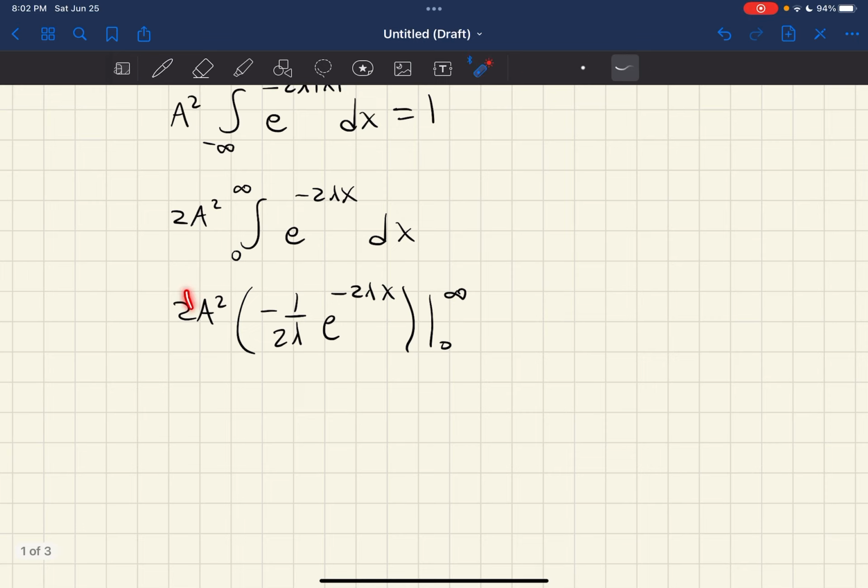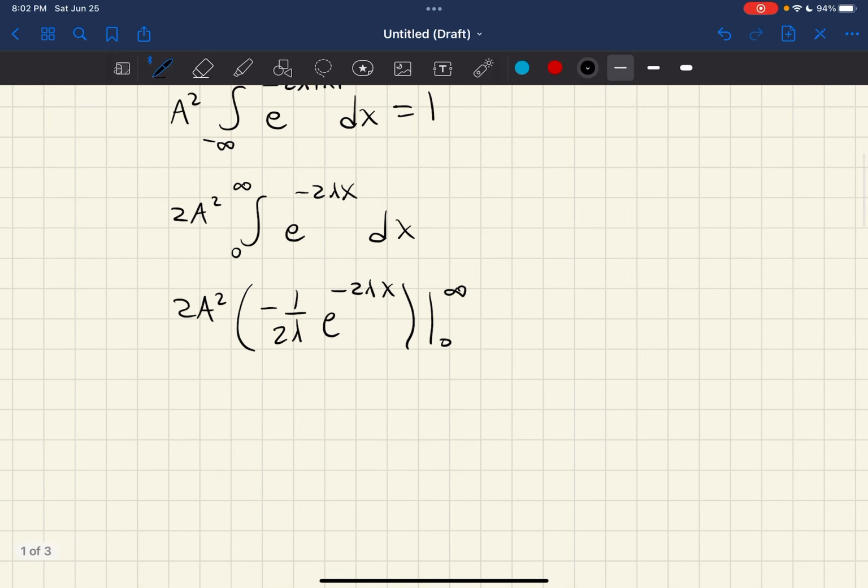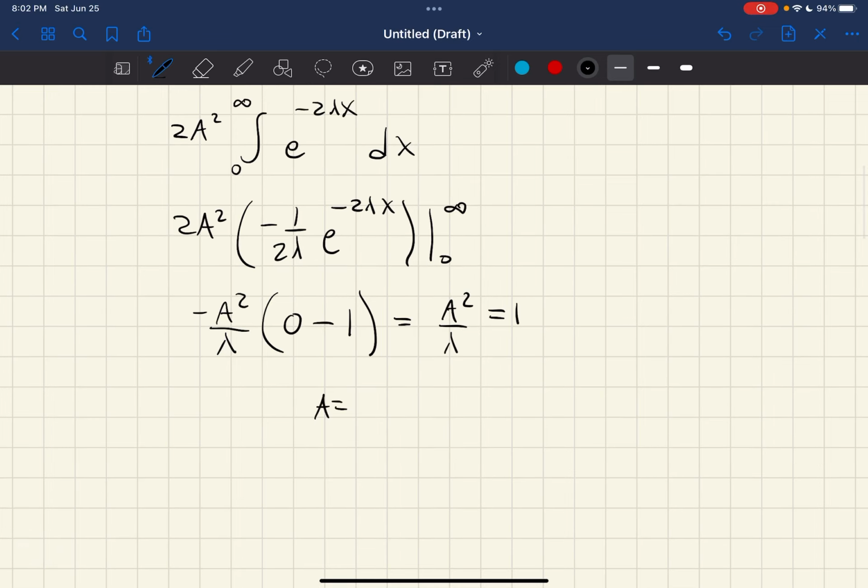And we see that the 2's cancel right here. And so we're left with minus a squared over lambda times e to the minus infinity, essentially, which is 0, and then minus e to the 0, which is 1. So we're left with a squared over lambda, and this has to be equal to 1, which implies that a is equal to root lambda. So that is part A.